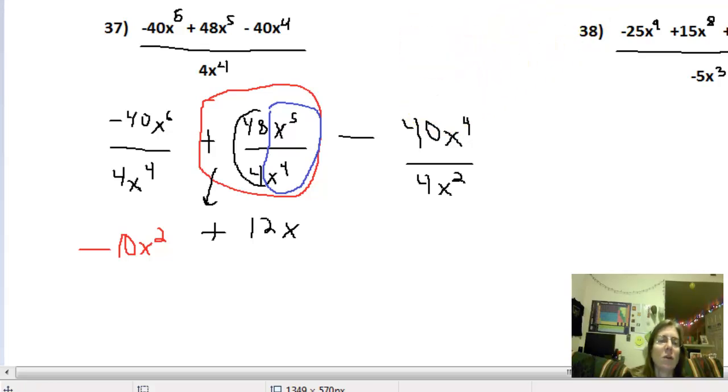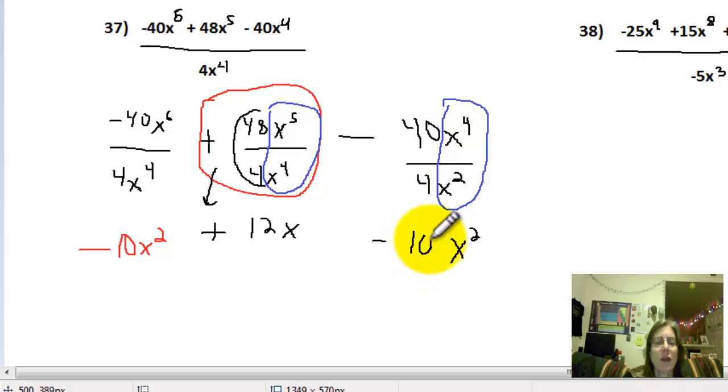We are going to use our exponent rules. We have x, 4 minus 2, so that's x squared. We know it's on top of the numerator. 40 divided by 4, and it's negative 40. We have the same as in this first term, so that will be negative 10. So minus 10 x squared. So those are the same.